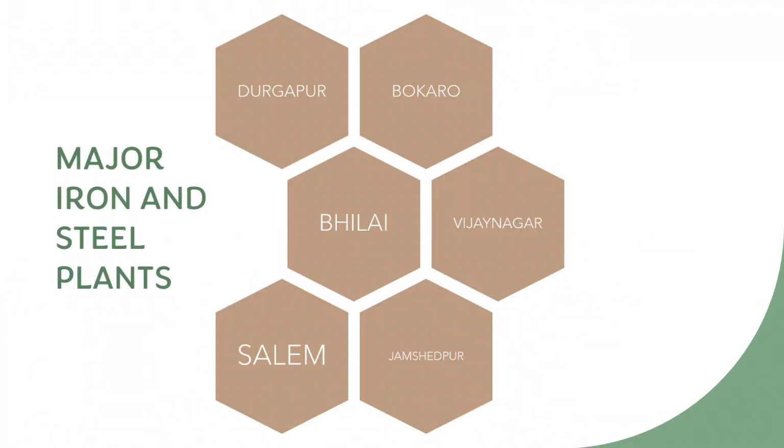Moving on to major iron and steel plants, we have Durgapur, Bokaro, Bhilai, Vijayanagar, Salem and Jamshedpur. Most of these are located on the Chota Nagpur plateau due to its rich minerals and ores.